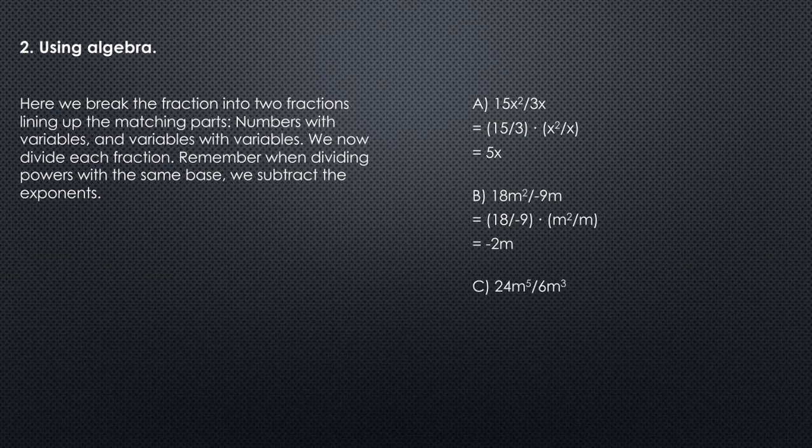Our last example will be 24m to the power of 5 divided by 6m to the power of 3. So we split this up into two fractions, 24 divided by 6 and m to the 5 divided by m to the 3. 24 divided by 6 is 4, and m to the 5 divided by m to the 3 is m squared, because the exponent 5 minus the exponent 3 will give us an exponent of 2.